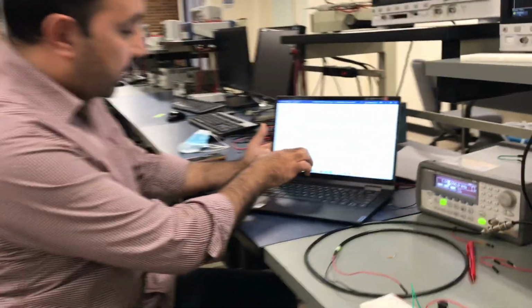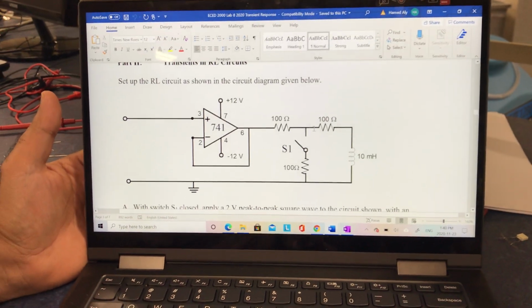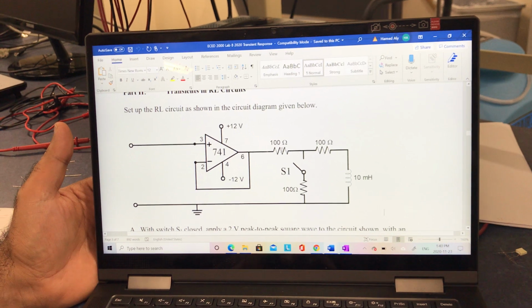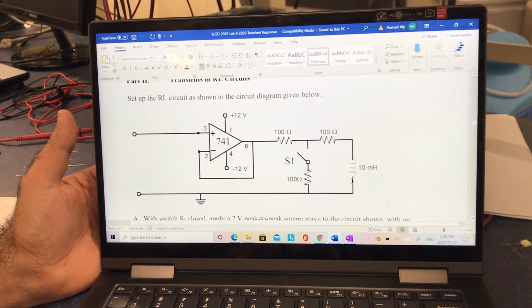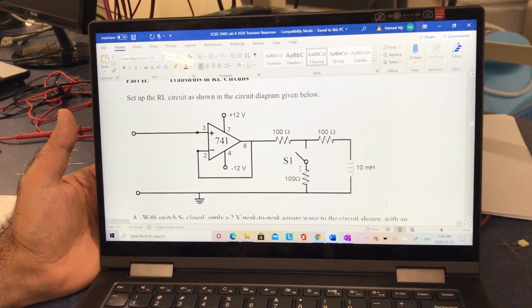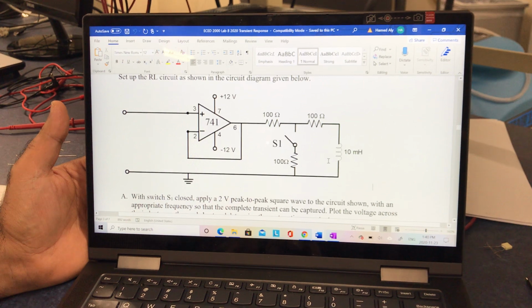Hi again, everyone. Now we would like to talk about RL transient response. So we would like to talk about this circuit. We will use the same circuit, except we are going to change the resistors, and we will add two different resistors connected in series, 100 each, and we will connect this inductor in series. Then I will try to see the time constant here by using the oscilloscope.